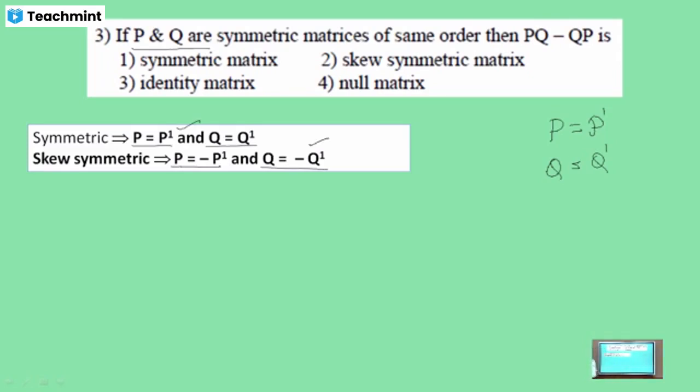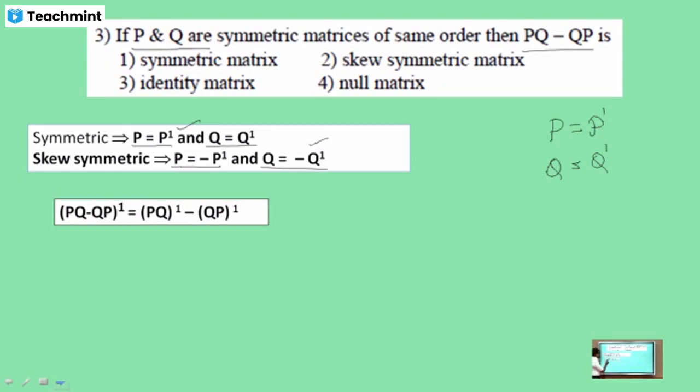To tell whether it is symmetric or skew symmetric, I have to write the transpose of the given matrix, the transpose of PQ minus QP. The property says that the transpose of PQ minus QP is equal to PQ transpose minus QP transpose. If there is addition or subtraction in the middle, I have to write the transpose of the individual matrices. That is the condition for sum and difference.